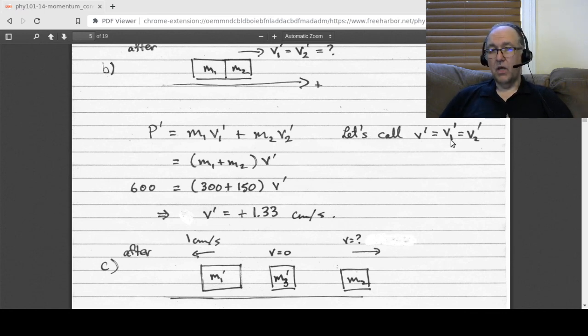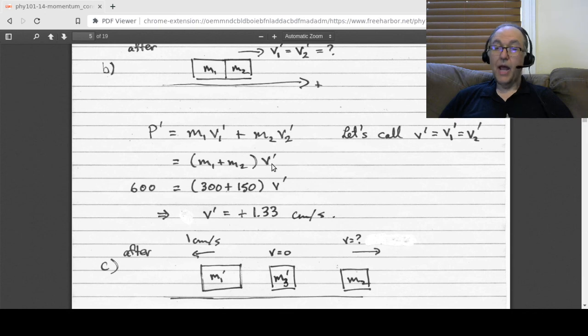So to not confuse the velocities here, we're going to remove the subscripts because we don't want to suggest that V1 primed is different than V2 primed. We'll call both of them just V primed. So if you replace V1 primed by V primed and V2 primed by V primed, you can factor it out and you just get M1 plus M2 times V primed.